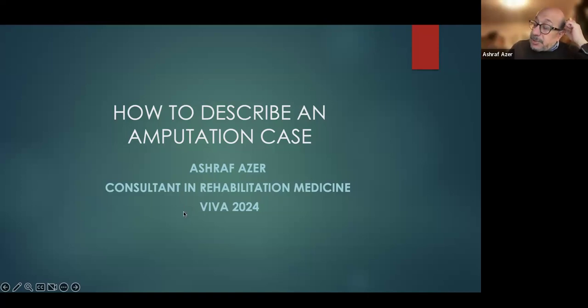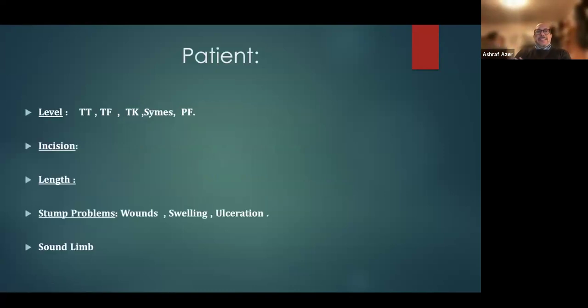I'm going to describe how to deal with an amputation case in your short cases. It's a very easy session to get full marks in. When you see one of these patients coming to you, you need to understand the following things.